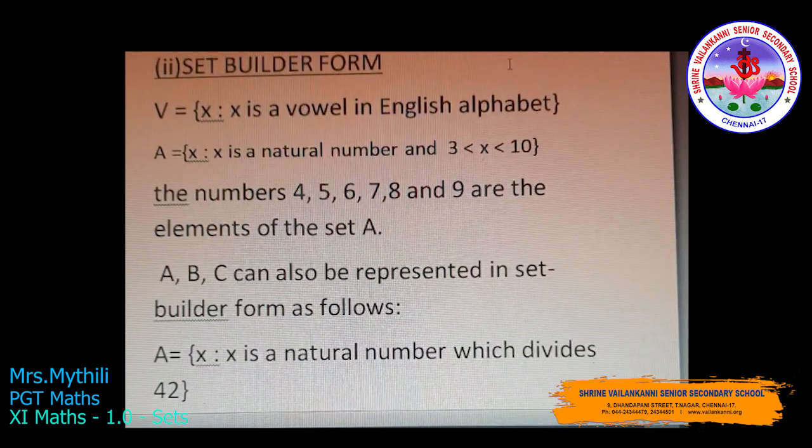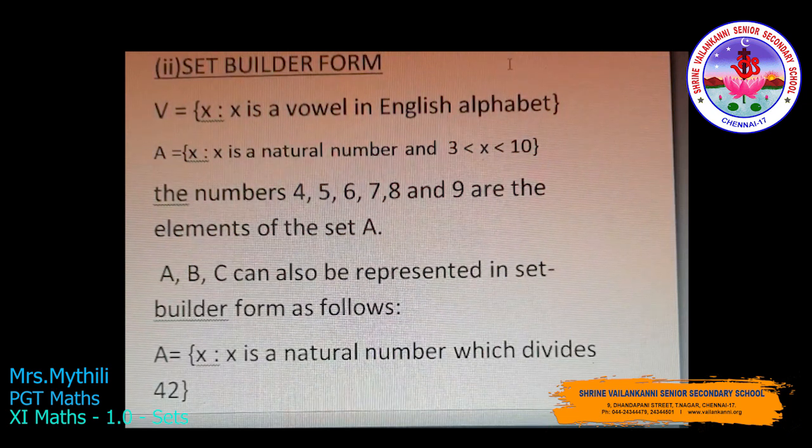So representing the set of vowels in the English alphabet in set builder form, the set is represented as capital V, which is equal to the set of all X such that X is a vowel in the English alphabet. Let's see the second example. A equal to the set of all X such that X is a natural number and X lies between 3 and 10. What are the numbers which lie between 3 and 10? The numbers 4, 5, 6, 7, 8 and 9 are the elements of the set A.